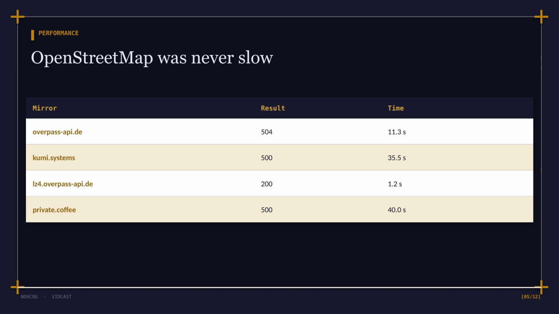Map data took 33 seconds to load, and I assumed the source was slow. It was not. 3 of the 4 mirrors were failing outright. The one that worked answered in 1.2 seconds, but it sat third in the list, and the proxy tries them in order. Worse, the mirror in second place takes 35 seconds just to return an error. Almost every cold request paid that toll before it ever reached the one that worked.